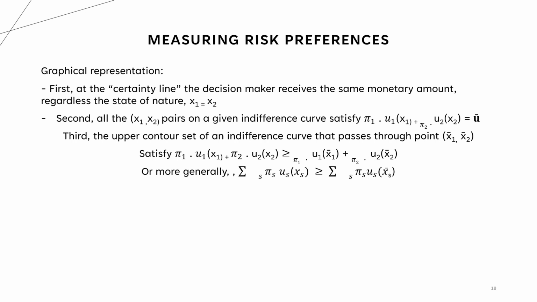Finally, in this slide, we explore the graphical representation of these preferences. First, we have the certainty line, where the decision maker receives the same monetary amount regardless of the state of nature. Next, we move to the indifference curve, where the decision maker is fully satisfied with different combinations of outcomes. The slope of this curve helps us understand the trade-offs the decision maker is willing to make between different outcomes.